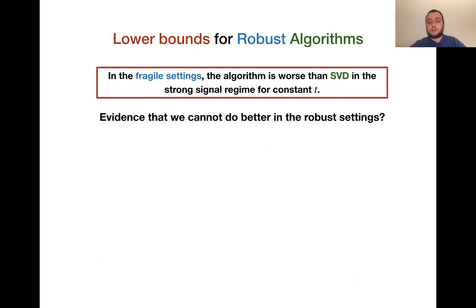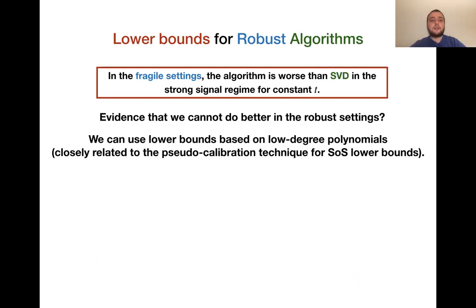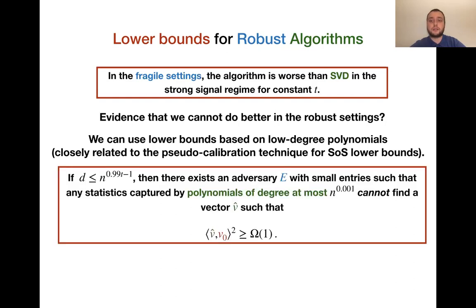And so is it just because the algorithm is bad, or do we have evidence that we cannot do better in robust settings? And so there is some evidence. We can use a lower bound based on low degree polynomials, which is closely related to the pseudo-calibration technique for sum of squares lower bounds. And what do we do?